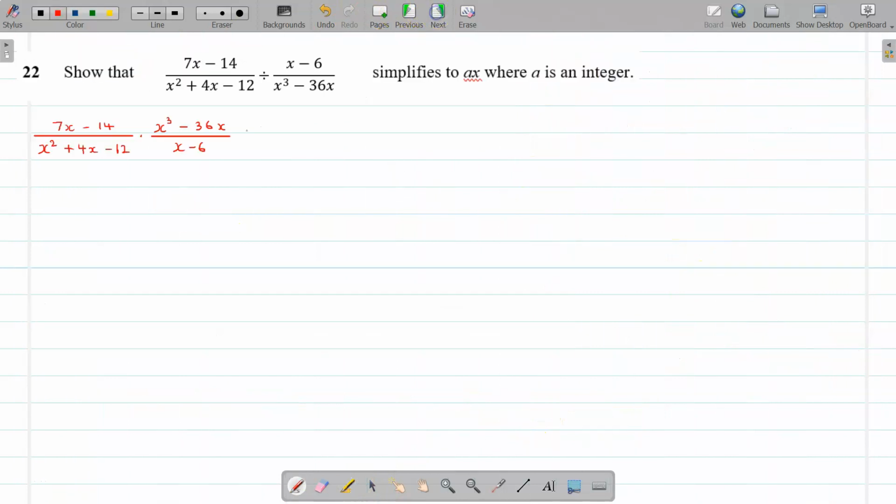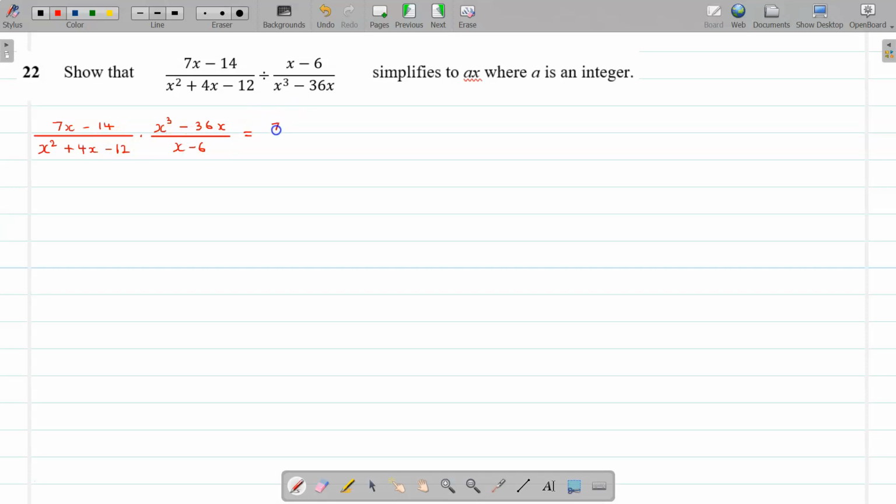Next. Okay, welcome to question 22. Now this one is an algebraic fraction, and what we're going to do here is recognize that this is a division here. So when you divide by a fraction, you turn that fraction upside down and multiply instead. So I've already written that out here to start with. Now I'm going to fully factorize it.